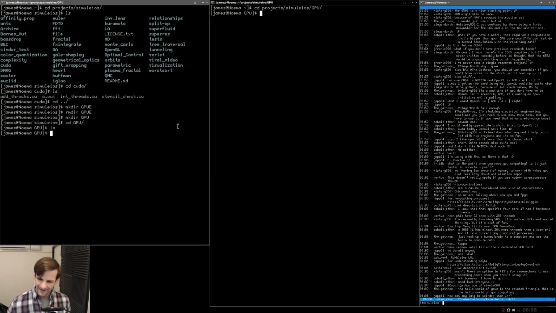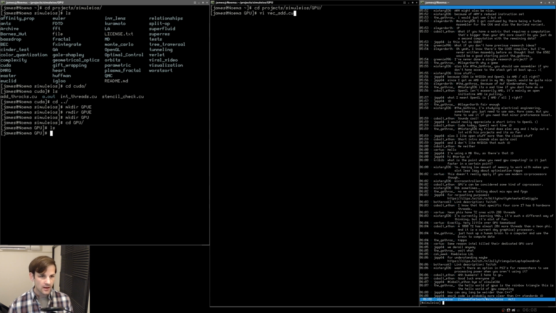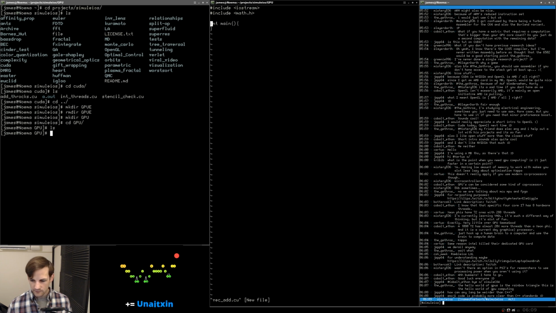Let's go ahead and go into, I guess I'm just going to say vector addition .cu. CU stands for CUDA. This will be specifically for CUDA code. So obviously we start like we always do, include iostream. And for the record, let's also include math.h, because I'm pretty sure we'll need it for something. Int main. And here we're starting up our CPU, right?